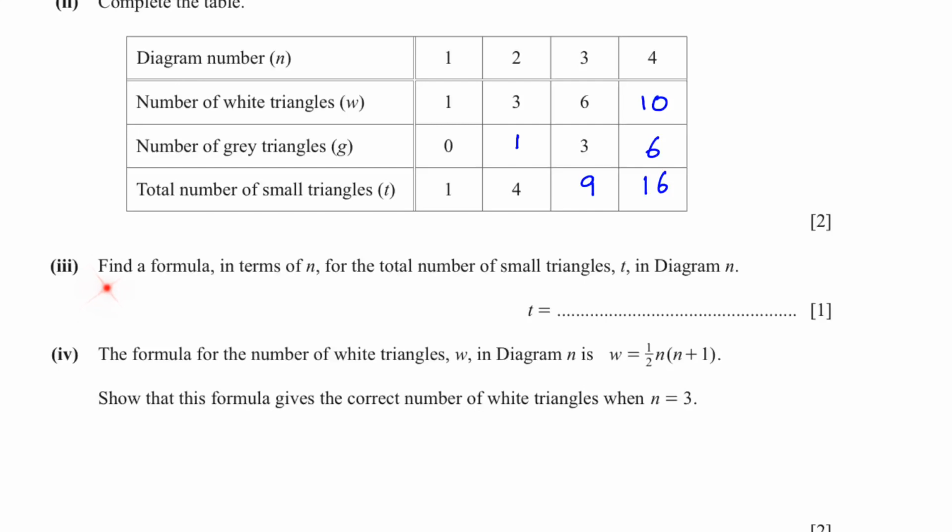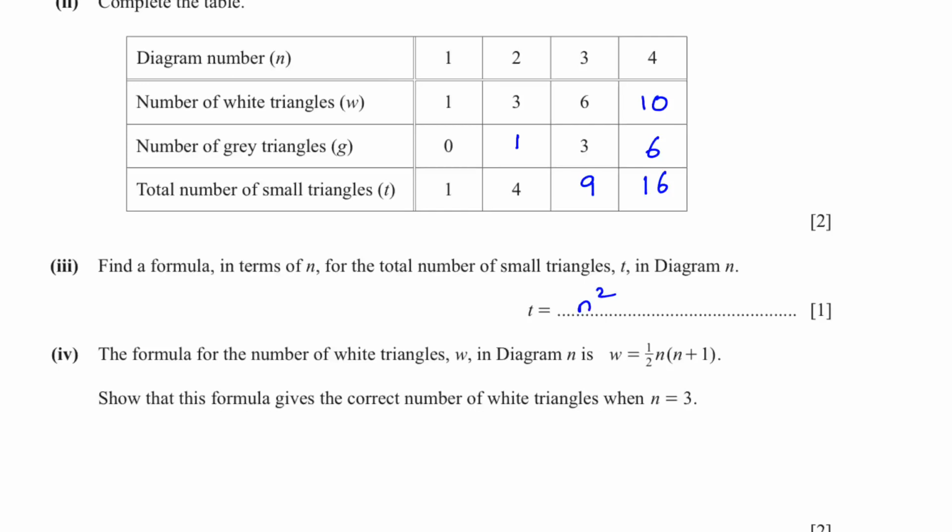Question number 3. Find a formula in terms of n for the total number of small triangles T in diagram n. So we are looking at this sequence here. If you're familiar with your square numbers, you will see this is 1 square, 2 square, 3 square, 4 square, and this is n. So this is going to be T is equal to n square.